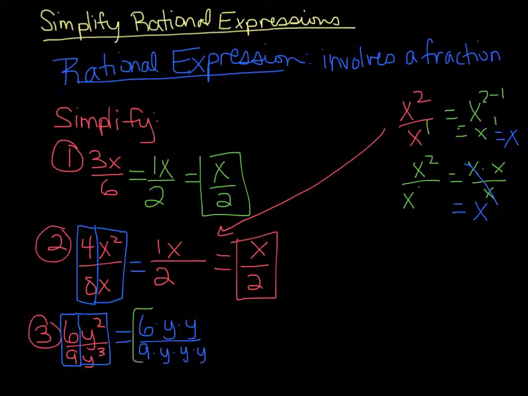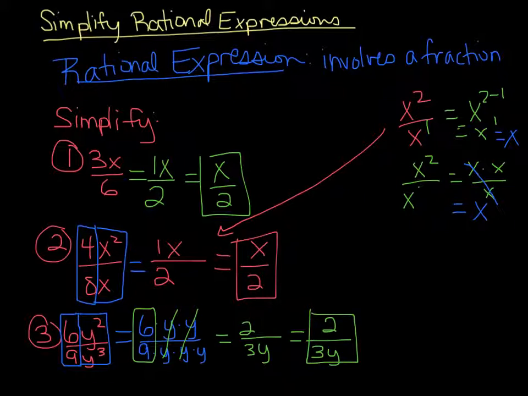You're going to do the 6 and the 9 first. That can reduce to 2 over 3. With the y's, you can either think about it as subtracting exponents, or you can think about it as canceling things out. Either way, if you subtracted, you would get a y to the negative 1, which would put the y on the bottom. Or if you do it this way, you would just get a plain old y in the denominator, and your answer for this is 2 over 3y.